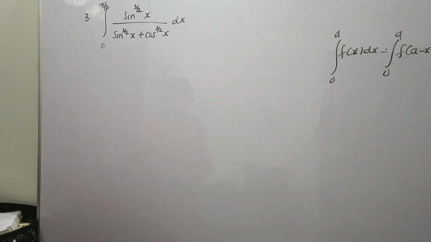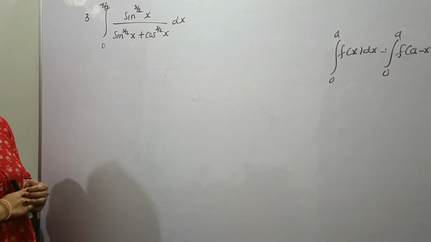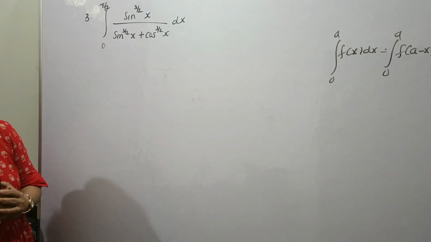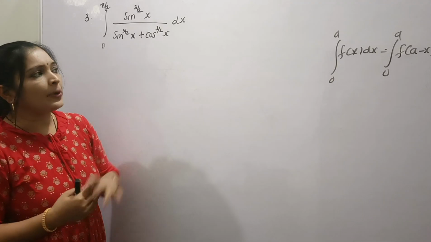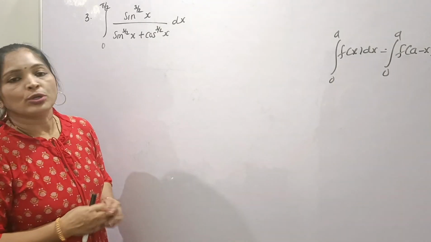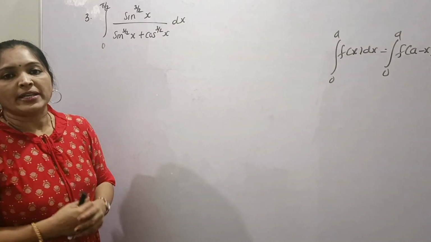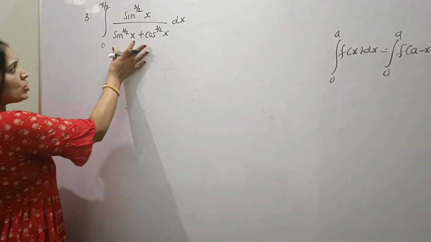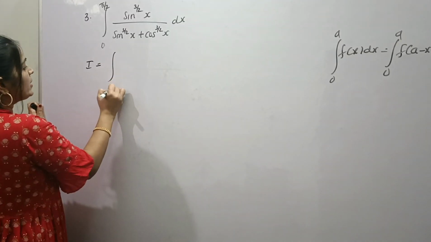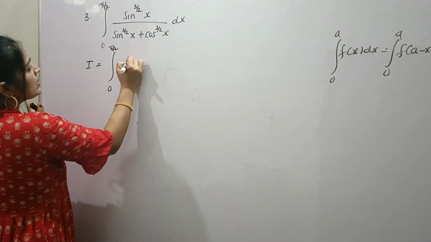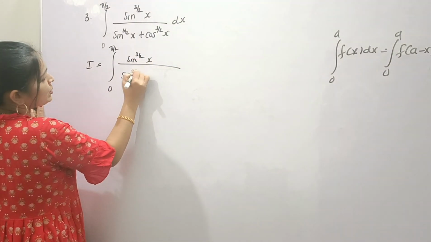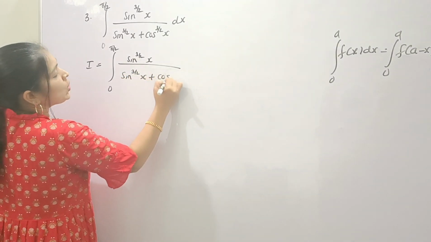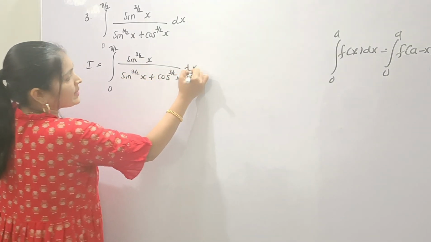Evaluate integral 0 to pi by 2 sin raised to 3 by 2 x divided by sin raised to 3 by 2 x plus cos raised to 3 by 2 x dx. So here also we will apply the same property: integral 0 to a f of x dx is equal to integral 0 to a f of a minus x dx. Okay, so for that first of all let's take it as I. So let I be equal to integral 0 to pi by 2 sin raised to 3 by 2 x divided by sin raised to 3 by 2 x plus cos raised to 3 by 2 x dx.